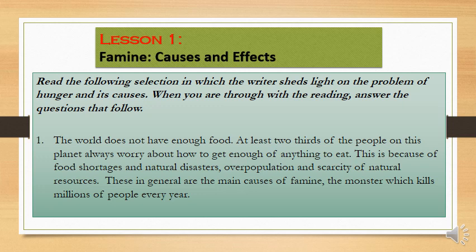Now we are going to move to our reading lesson. As you can see, the title is Famine, Causes and Effects. From the title, you can infer that the text tells us about causes and effects of famine or of hunger. Read the following selection in which the writer sheds light on the problem of hunger and its causes. When you are through with the reading, answer the questions that follow.